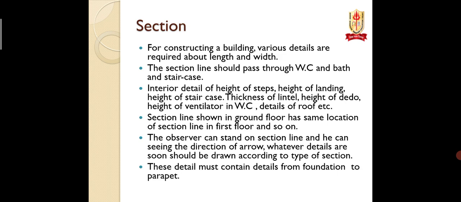The section line shown in the ground floor has the same location as the section line in the first floor, and so on. The observer can stand on the section line and look in the direction of the arrow. Whatever details are shown should be drawn according to the type of section. The details must contain everything from the foundation to the parapet wall.